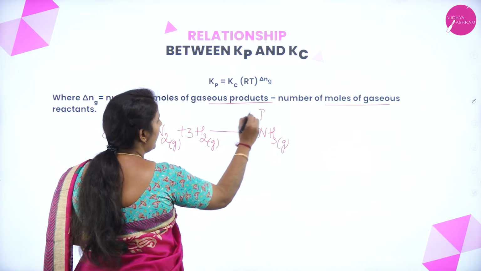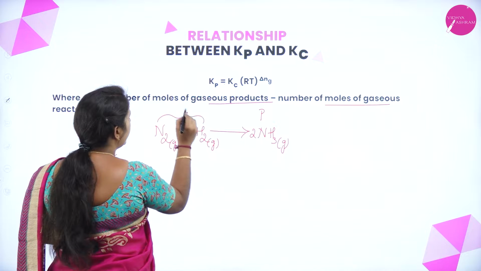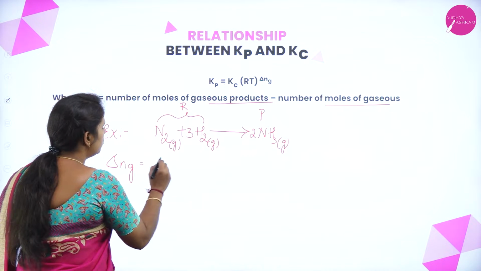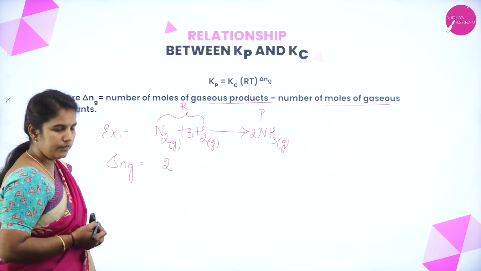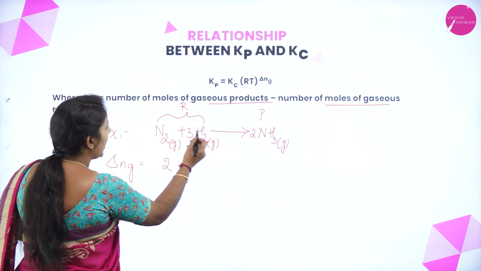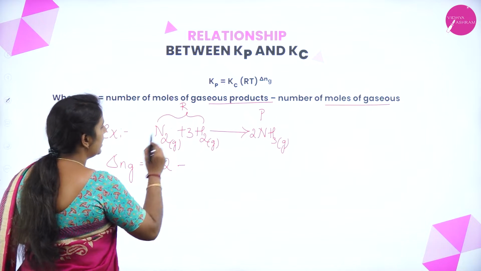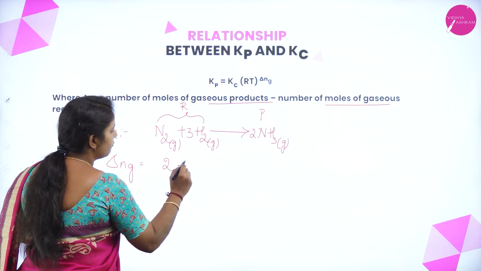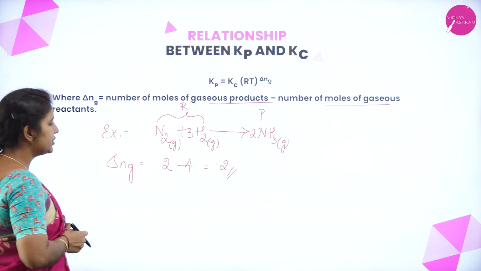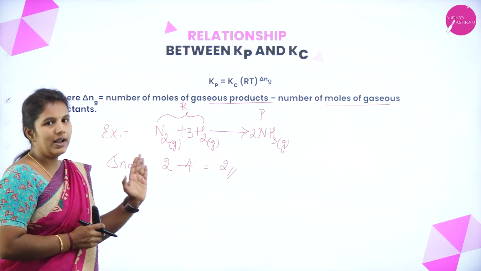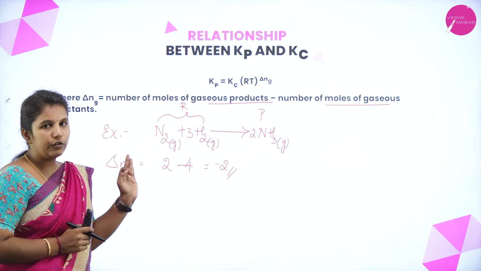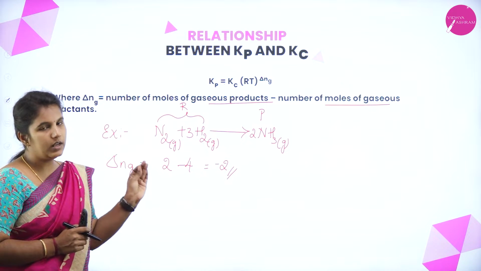Now, how many moles of the gases will be formed on the product side? This is a product as we know, and these two are what? Reactants. Correct, no? So there are 2 moles of the product minus the number of moles of the gaseous reactant. Both are in the gaseous state. So 3 plus 1, it is 4. So it is minus 2. So what is the delta Ng value for the above reaction? It is minus 2. This is how the delta Ng value can be calculated for the given equation.